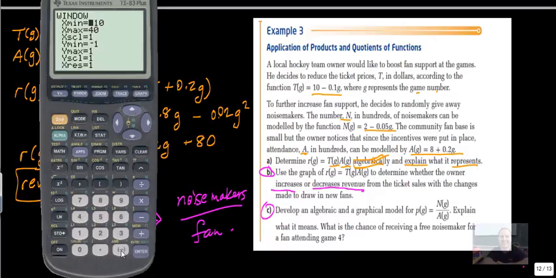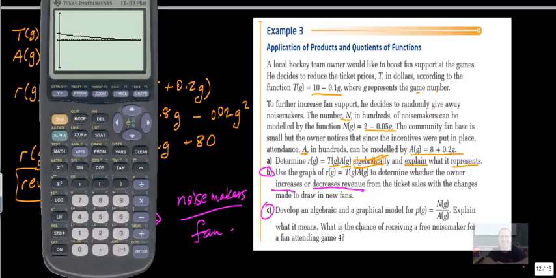The X min does not need to be -10. Let's put that at 0 or -1. So if we change that, what happens? Oh, there we go. That looks a little bit better, right? Okay, so obviously we have lots of noisemakers per fan at the beginning, right? And then more fans will come, fewer noisemakers will be distributed, and so the number of noisemakers per fan gradually goes down, okay?